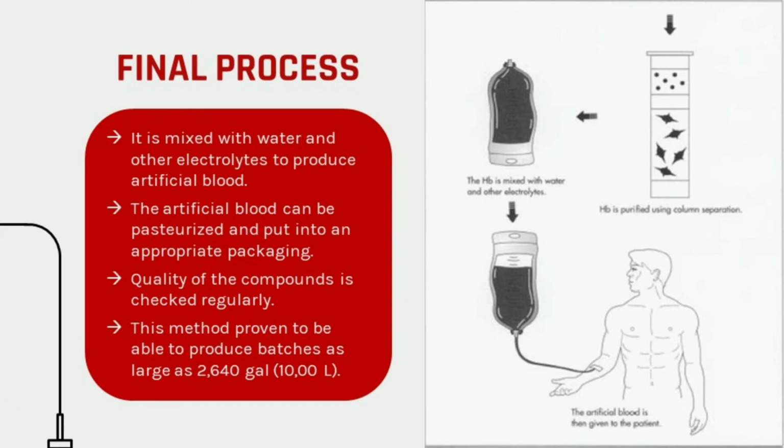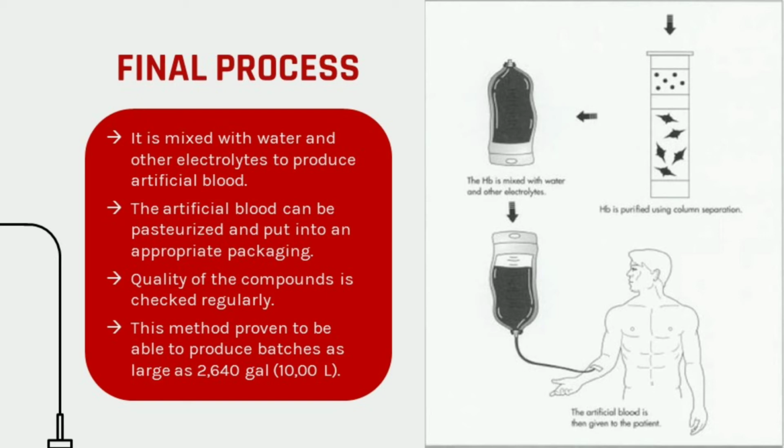In the final processing, the hemoglobin is mixed with water and other electrolytes to produce the artificial blood, like in the figure at the right. The artificial blood can then be pasteurized and put into an appropriate packaging. The quality of compounds is checked regularly during the entire process. Frequent checks made on the bacterial culture are also important.